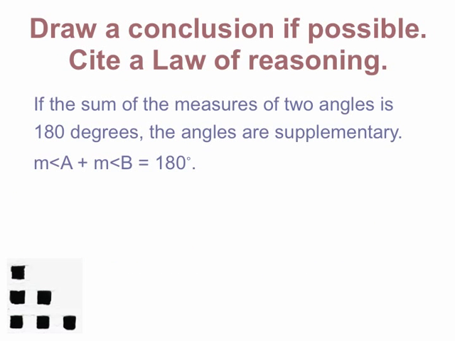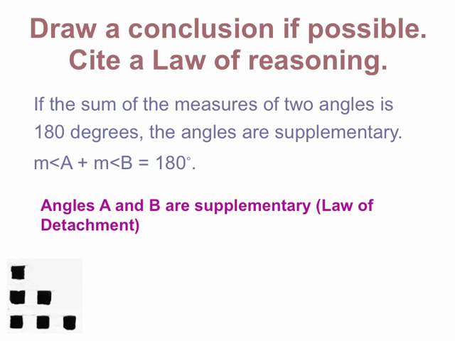Example. Can we draw a conclusion? If the sum of the measures of 2 angles is 180 degrees, then the angles are supplementary. And then we're given the sum of the measures of angles A and B is 180. Yes, we can make a conclusion that angles A and B are supplementary by the law of detachment.